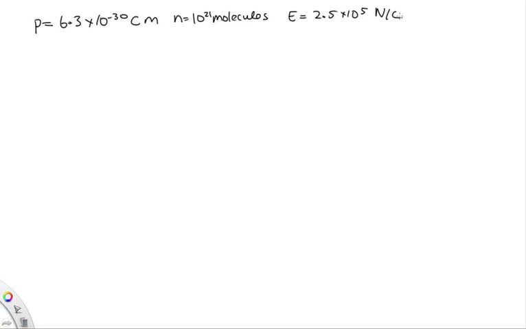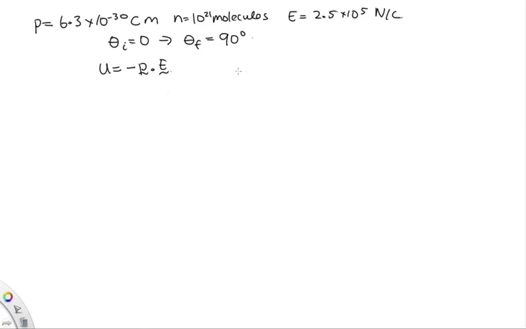And we're asked how much work is required to rotate the dipoles from an orientation of theta equal to 0, so theta initial is equal to 0, to one in which all the moments are perpendicular to the field. And so theta final is equal to 90 degrees. And so we can use U is equal to minus P dot E.